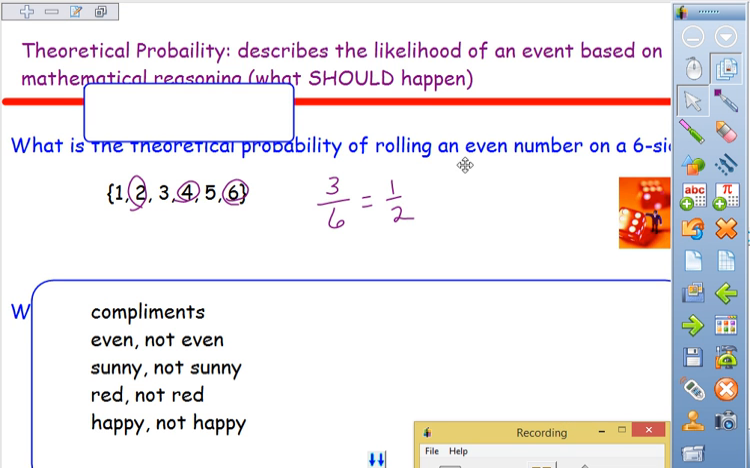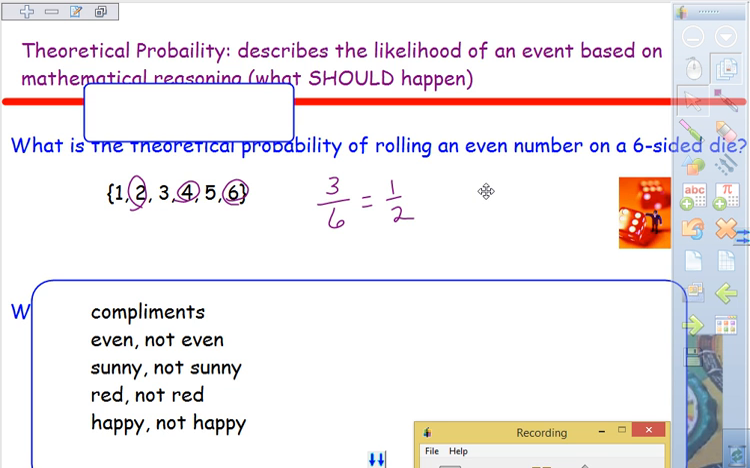The complement of getting an even number would be getting a number that is not even, or in this case, odd. What would be the probability of getting an odd number? Well, we also have 3 odds, which gives us a half. So if I find the probability of getting an odd number, I notice that getting an even plus getting an odd would equal 1. Those two events are called complements.